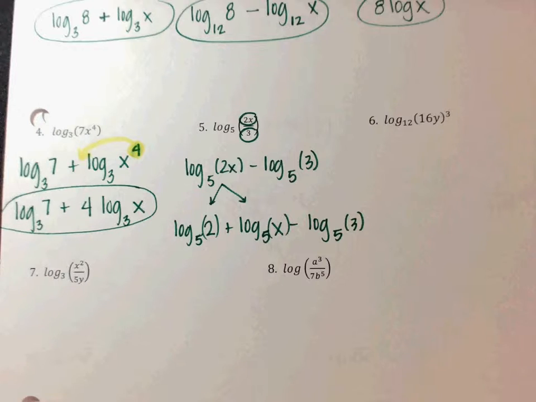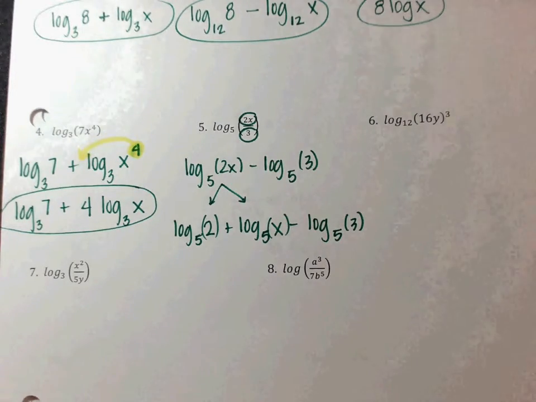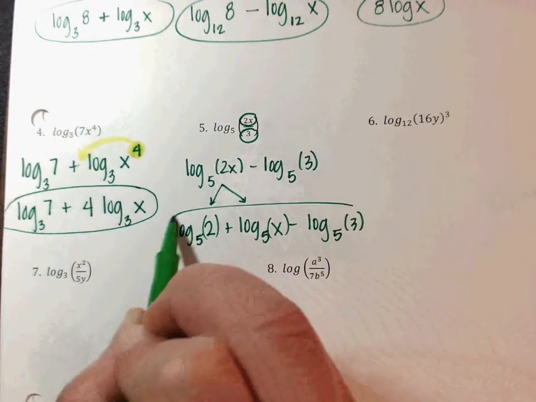So basically, each number or letter that you see inside the log is going to end up getting its own log. So for example, when I'm counting here, I had a 2, an x, and a 3. Then at the end, you should have a log 2, a log x, and a log 3. So your goal is to simplify it all the way down to where each one has its own log. Okay, look at number 6.